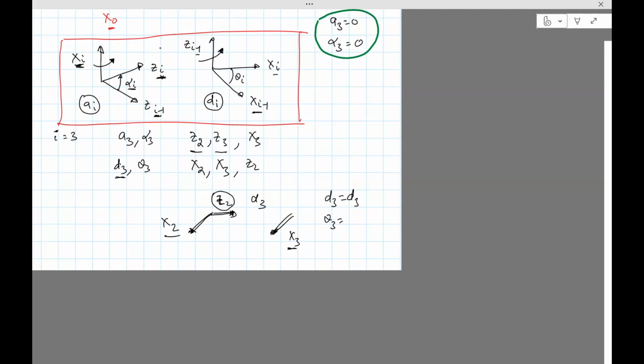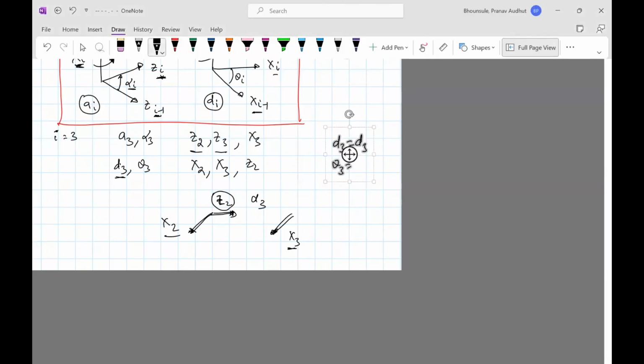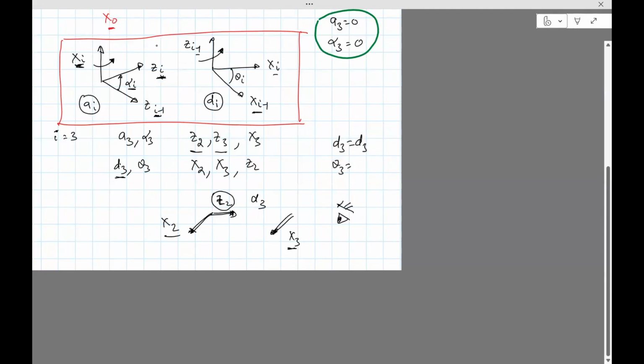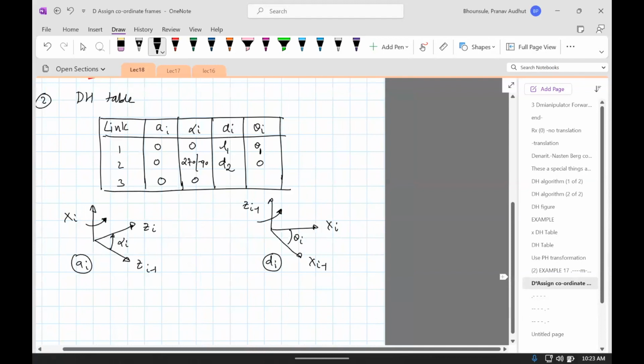Okay, in other words, you need to look at it in this direction. Move this out of the way. You need to take a look at the angle between X2 and X3 from here along Z2. So X2 and X3 line up, which means that theta 3 is 0. So this is the last parameter set, D3 and 0. Let's put it in the table. So 0, 0, D3, 0. Let me check if I got the same in my notes. Yeah, same thing.